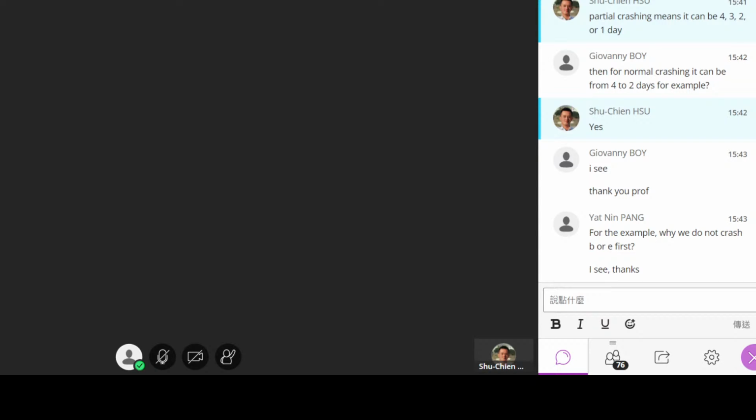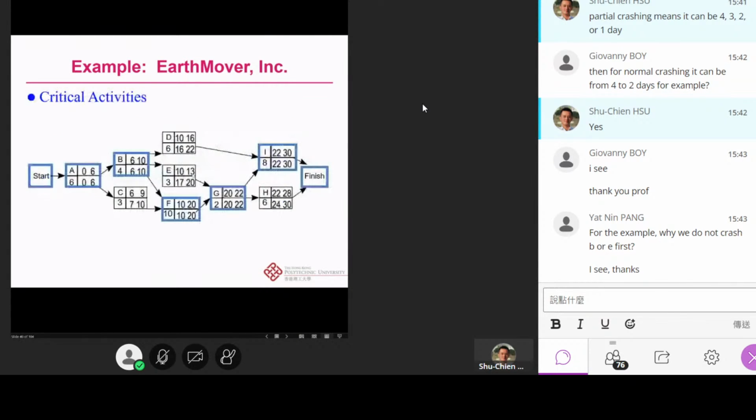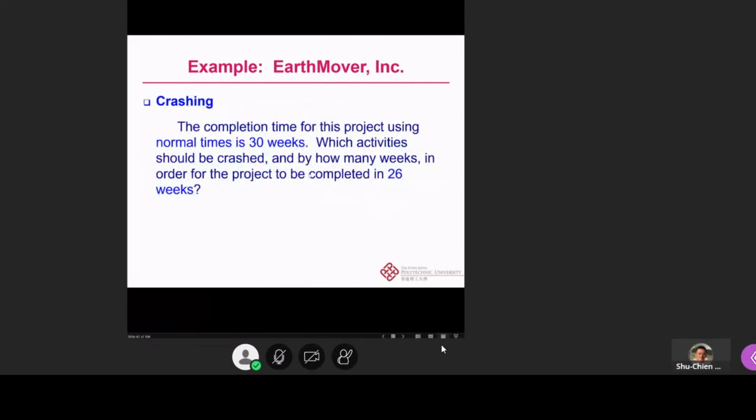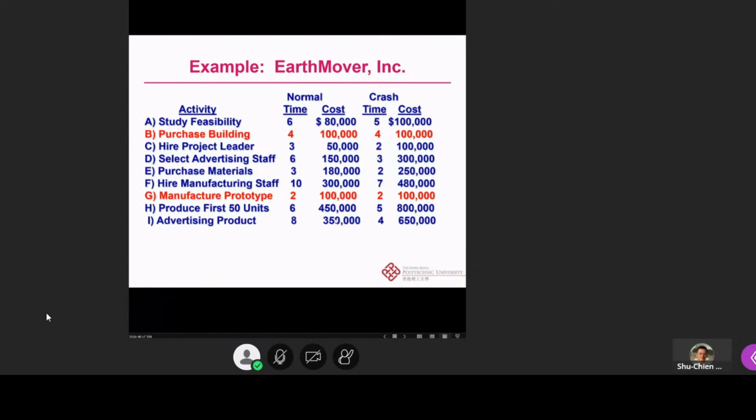Suppose the target is that we want to complete this project, whose normal time is 30 weeks. Which activity should be crashed, and by how many weeks, in order for the project to be finished in 26 weeks? We found the normal time is 30, but now we want to crash this project and complete it in 26. How can we utilize linear programming to write it down?